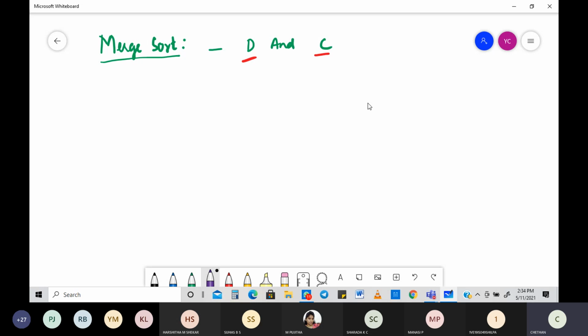So what needs to be done here? They have given an array of elements. What are the elements? 60, 50, 25, 10, 35, 25, 75, 30. What needs to be done here? The tracing part needs to be shown. The trace of merge sort needs to be shown.